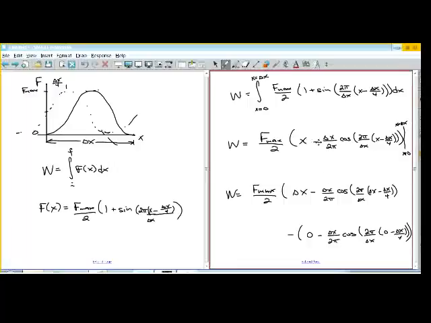So if I plug delta x in, I'll get delta x minus this cosine of 2 pi delta x over, and then I put delta x in for x. And then everything else is the same. Then you subtract the lower limit, so you put in 0 for x, and then you put in 0 for x here.